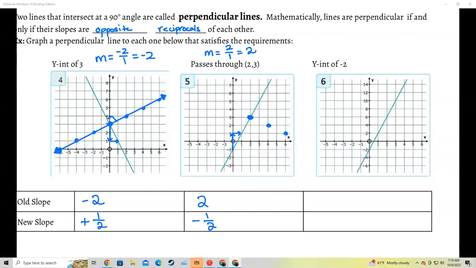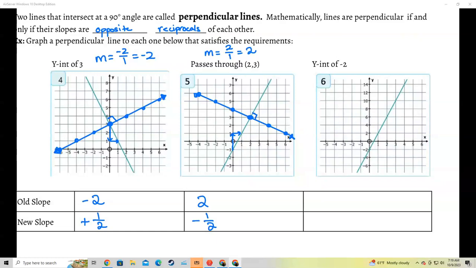I'm going to try the exact same thing going in the opposite direction. I'm going to go up 1, left 2, put a dot, up 1, left 2, put a dot, up 1, left 2, put a dot. We're going to go ahead and connect these points. Again, not only are these lines crossing each other, but they're doing so in a 90-degree fashion. So I can put a little box right here to say this makes a 90-degree angle.